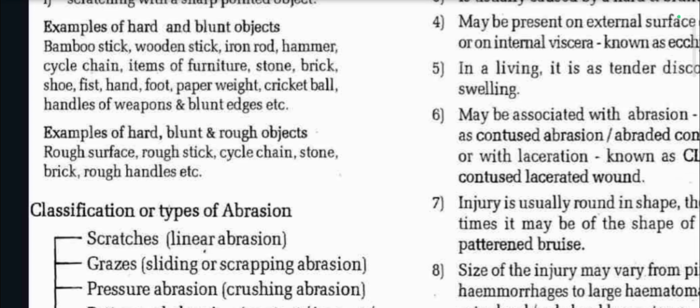Examples of hard and blunt objects are bamboo stick, wooden stick, iron rod, hammer, cycle chain, items of furniture, stone, bricks, shoe, fist, hand, foot, paperweight, cricket ball, handles of weapons, and blunt edges. What are the examples of hard, blunt, and rough objects? Rough surface, rough stick, cycle chain, stone, brick, rough handle. So these are the examples.